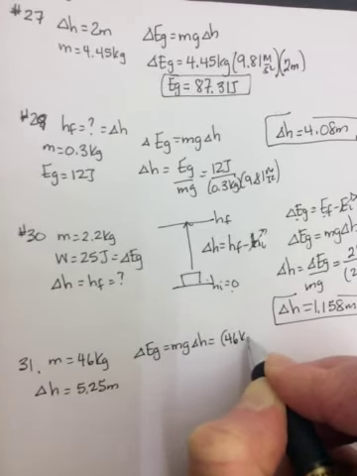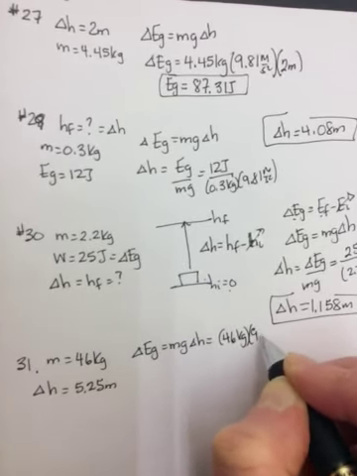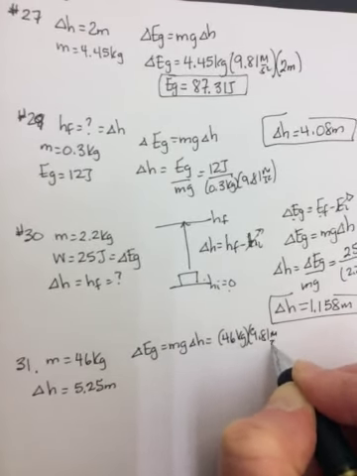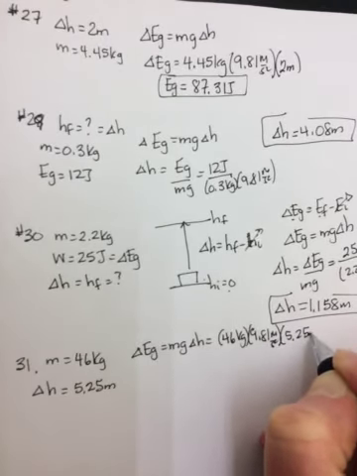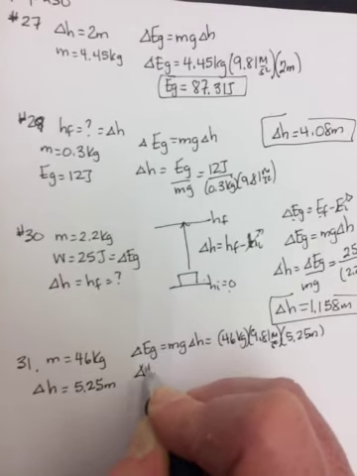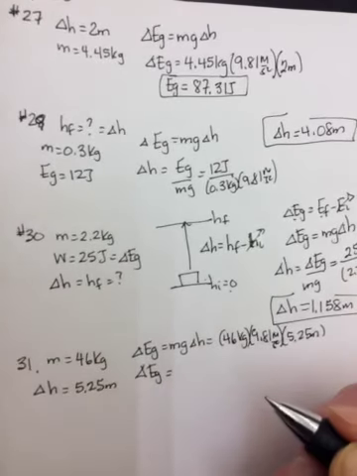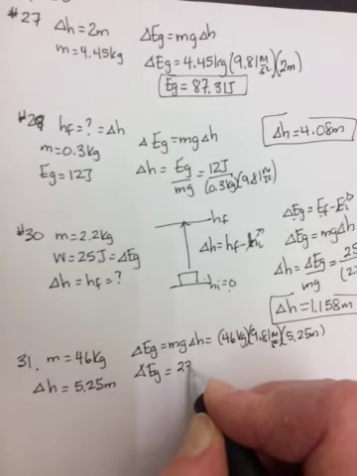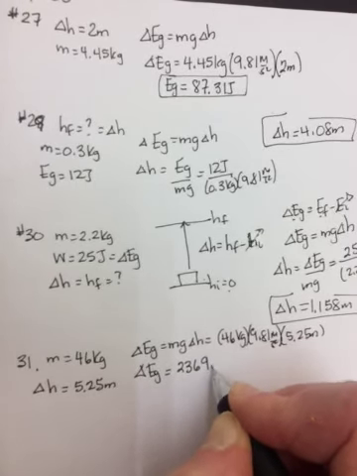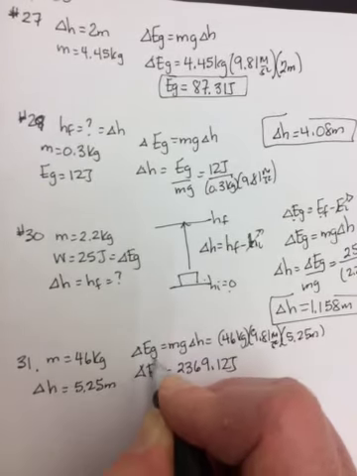46 kilograms, 9.81 meters per second squared, times 5.25 meters. And you get a delta Eg of 2,369.12 joules.